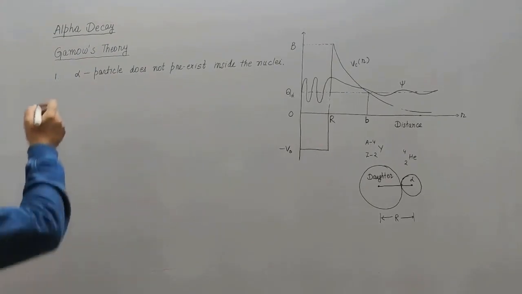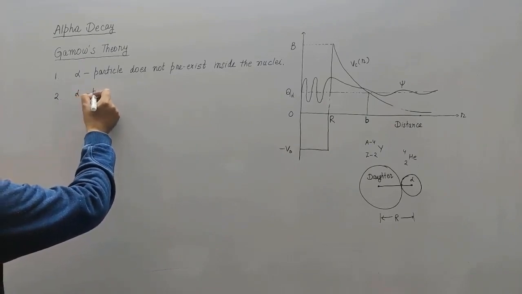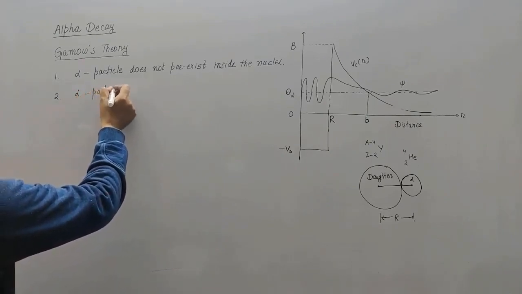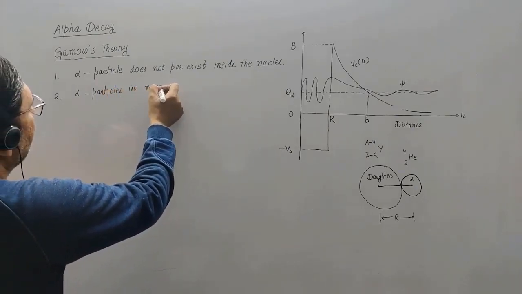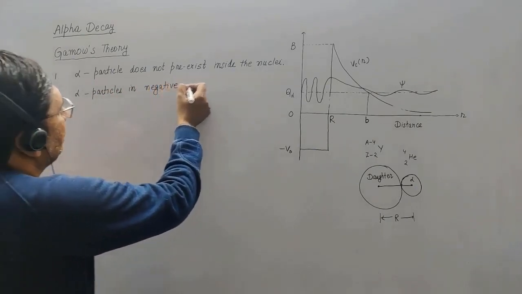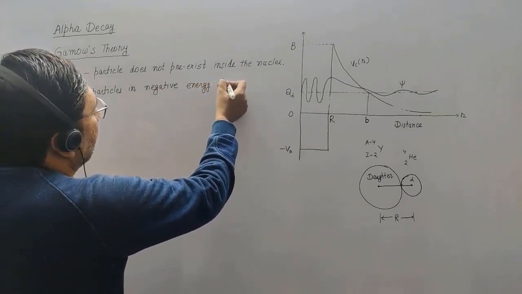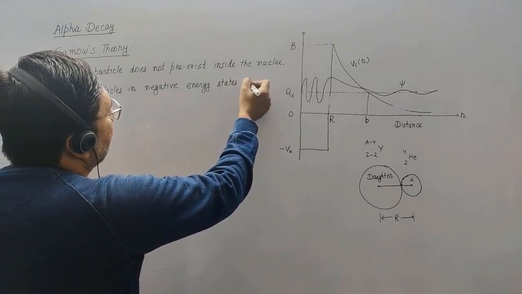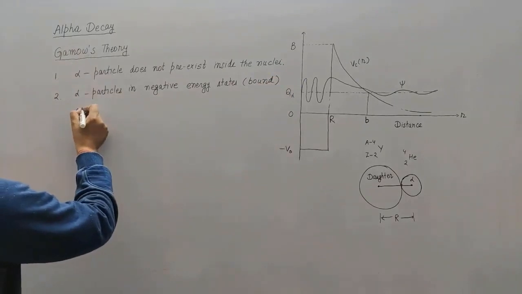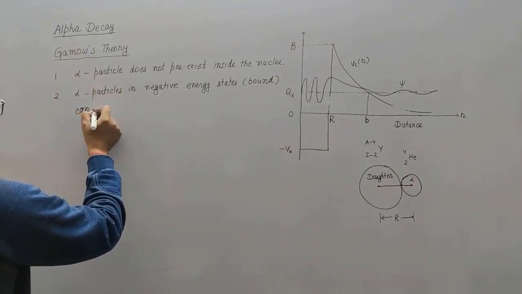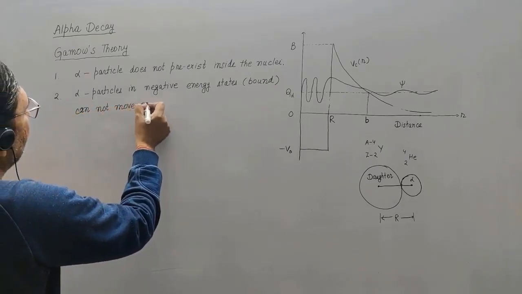The second important assumption made by Gamow was that alpha particles in negative energy states cannot move out of the nuclei. Negative energy states means bound state.